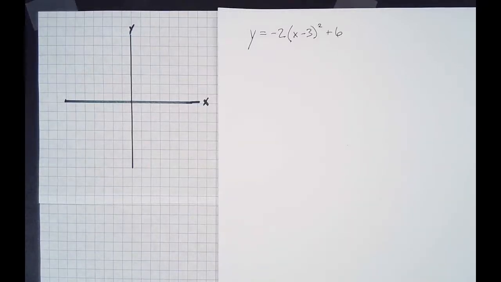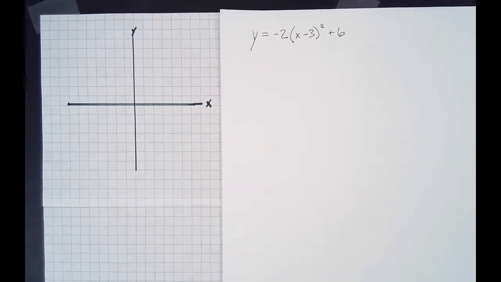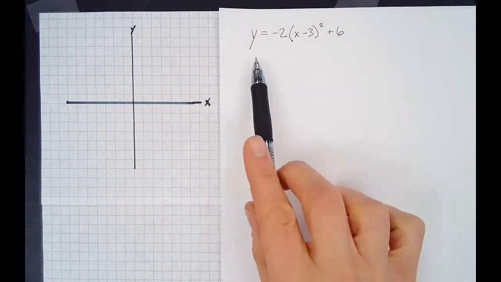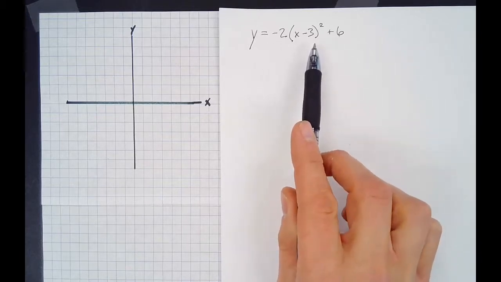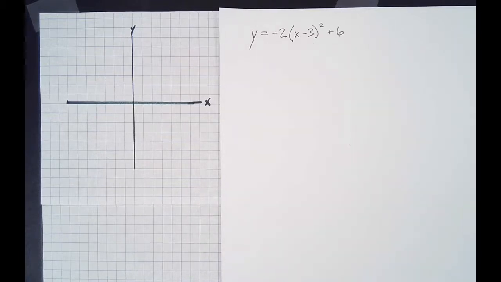Alright folks, I wanted to show you how to graph a quadratic equation that's in vertex form. You'll see my equation is y equals -2 times the quantity of x minus 3 squared plus 6. And this is in vertex form. So a lot of the things that we do when we're going to graph this are pretty easy.